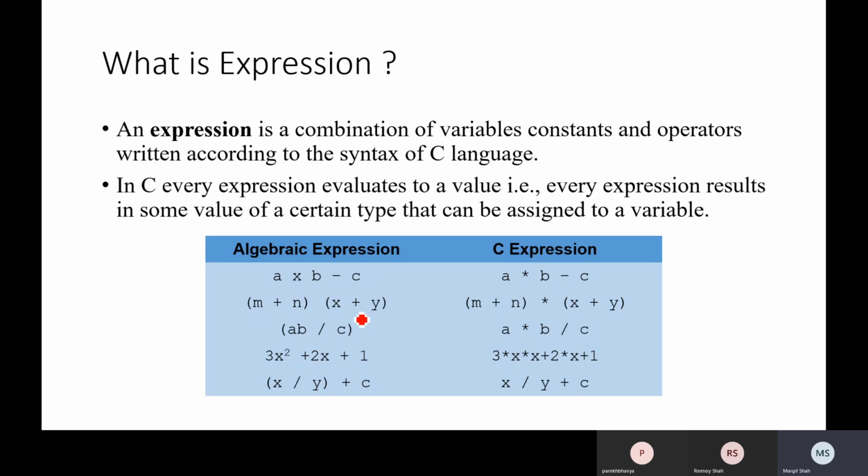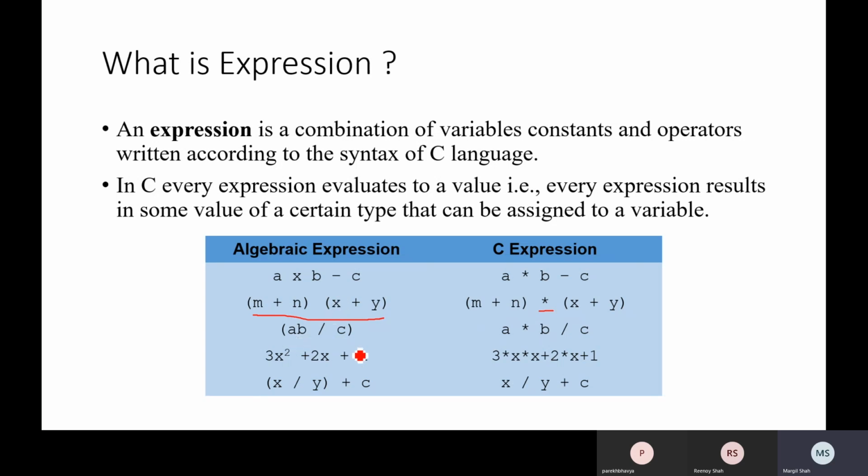Same way, this is our mathematical or algebraic expression, that is a(m plus n) and (x plus y), rewritten like (m plus n) multiplied by (x plus y). Normally, in the initial phase, students forget to write the star, because logically they are correct, since this is an algebraic expression. But whenever we convert an algebraic expression into a C expression, we need to use certain operators and symbols, otherwise it may end up with an error.